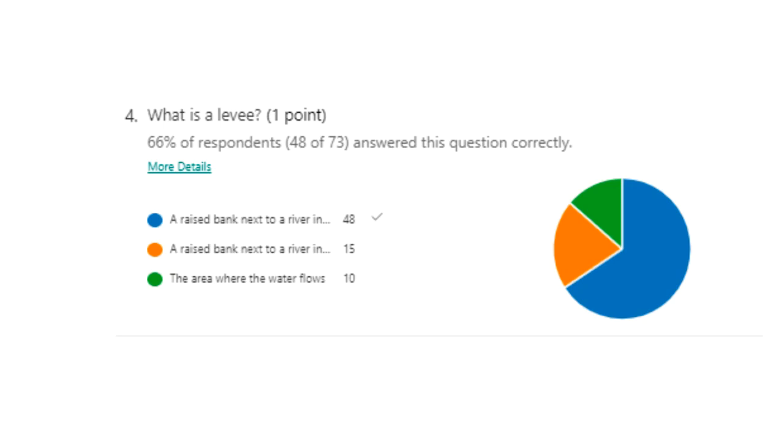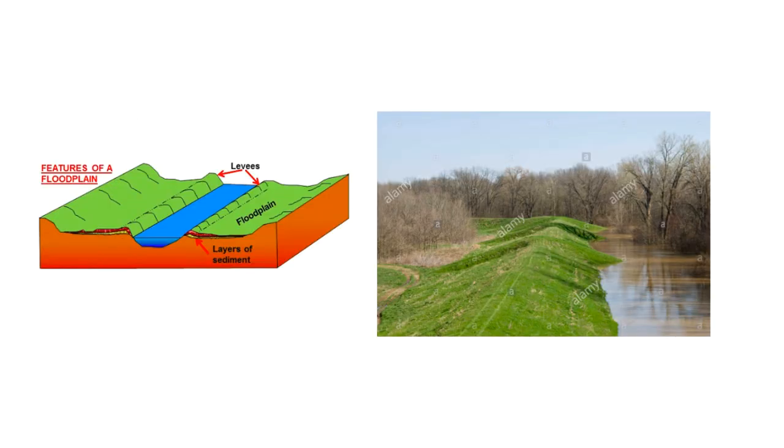Just a few things about levees and floodplains that we need to go over before we move on. So one of the things that we haven't quite got yet is what a levee is. A levee forms in the lower course of a river, near where the river enters the sea. So that's called in geography the river mouth.